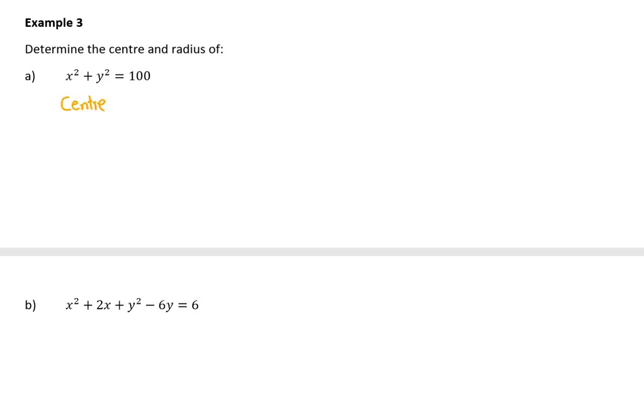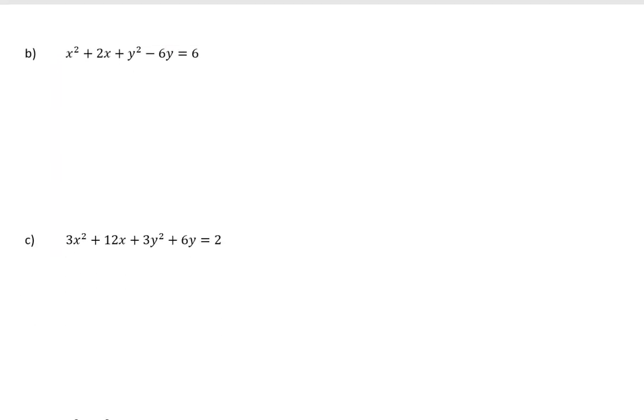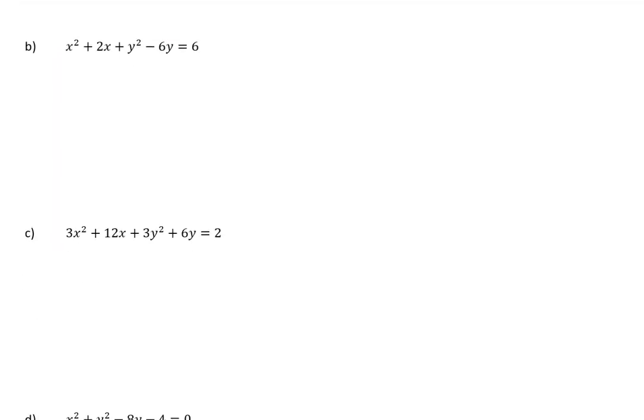We know that x squared plus y squared on its own tells us that it's centered at the origin. In this case, I know that r squared is 100 because that's my r squared in my formula, which means r is the root of that, which is 10. So that's really easy. Now this is where it gets more interesting. What happens if it's not written in the format? Remember, the whole aim is to get it into the format x minus a squared plus y minus b squared equals a number, which is r squared.